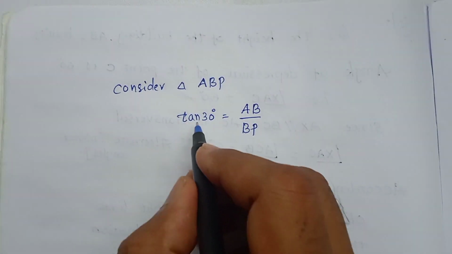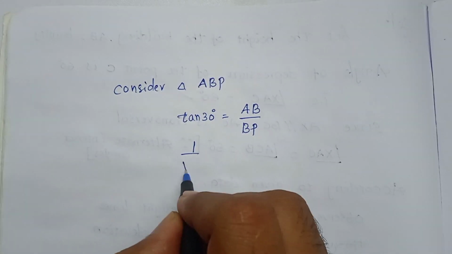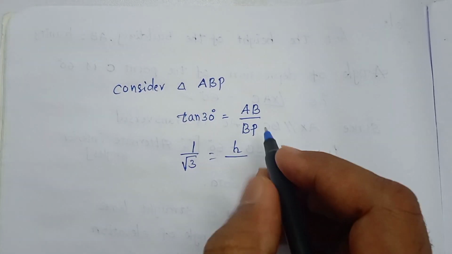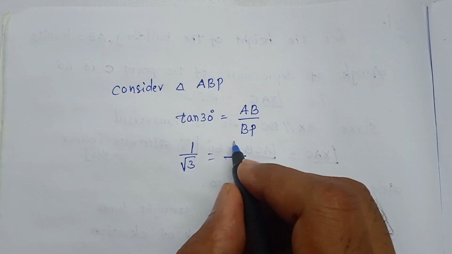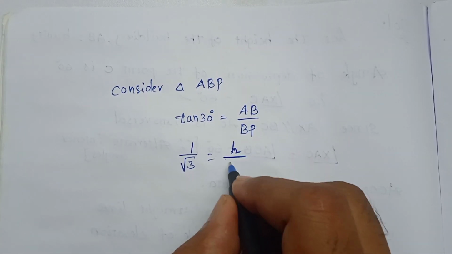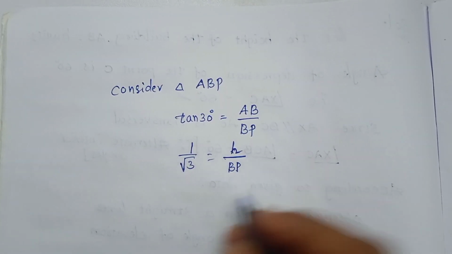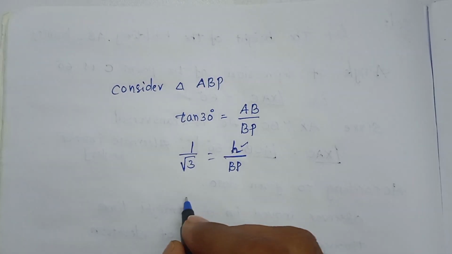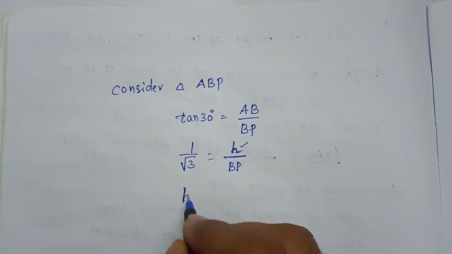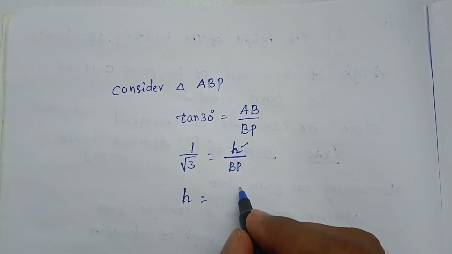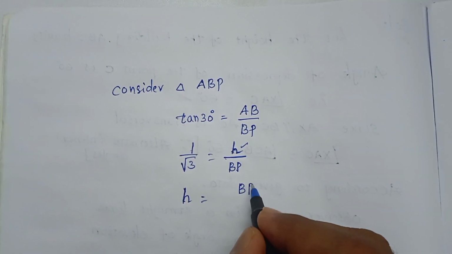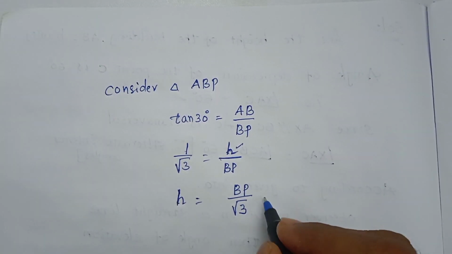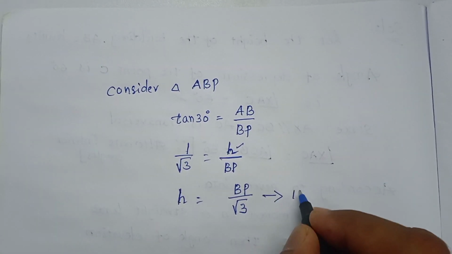Now substitute the value of tan 30, which is 1 by root 3, and AB is considered as H. Of course we can take it as AB, but we treated the height of the building as H, by BP. Now taking H as subject, H is equal to BP by root 3. Consider this as equation 2.